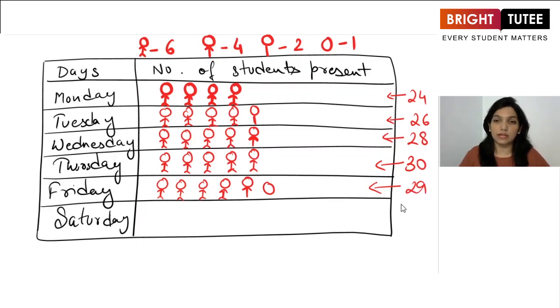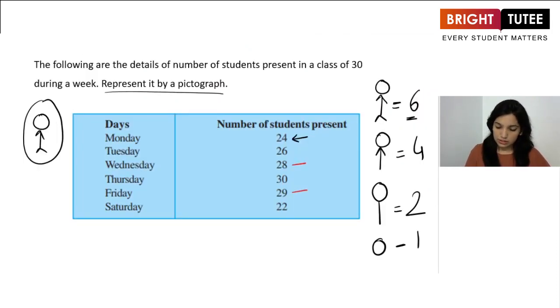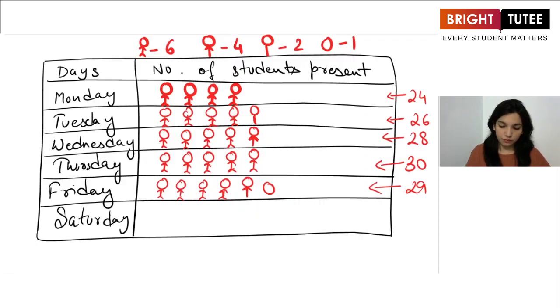Moving ahead to Saturday, right? So let us see how many it is. It is 22. Again, let us start with the 6 times table. So let us first write here the number is 22, or else we might forget later. So this is 6, 12, 18, then 19, 20, 21, 22.